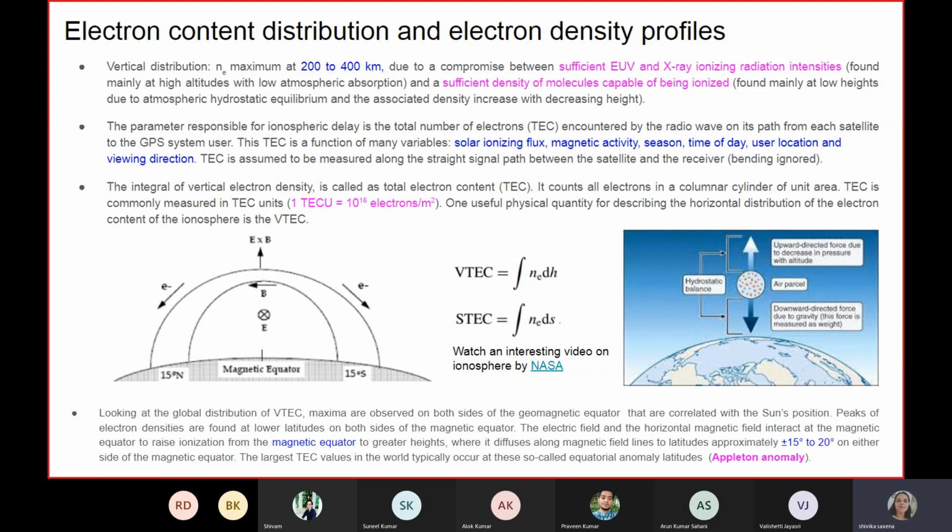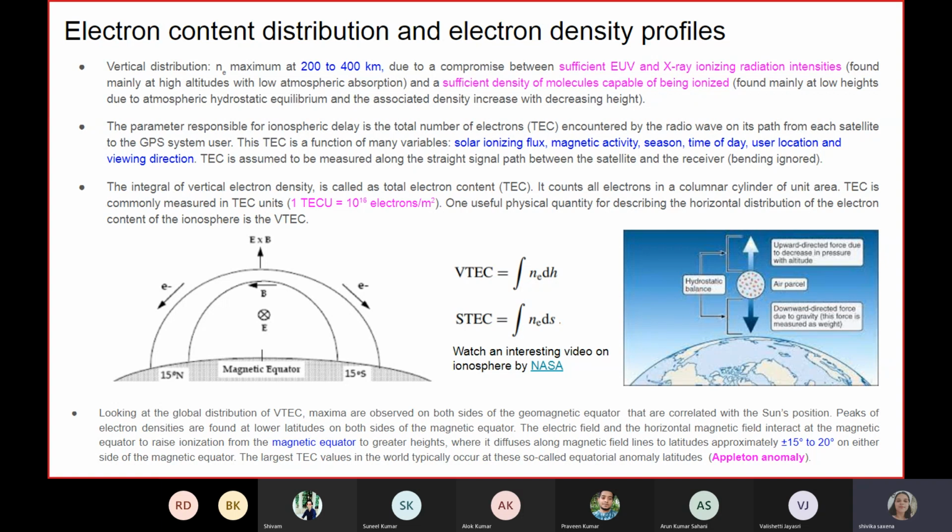So this is just like the refractivity that we understood in the troposphere. Here we account for total electron content, or total electron count, to understand the behavior of the signal path between satellite and the receiver.